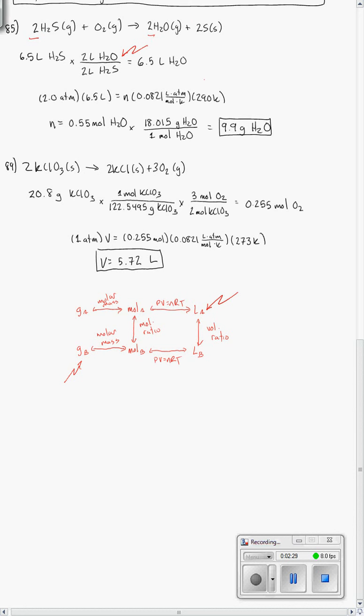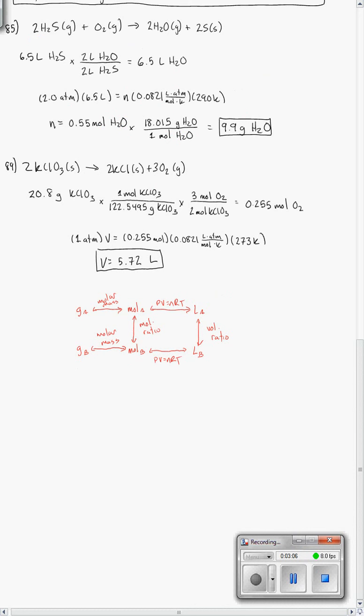From here, now we have a volume. We were given a pressure and a temperature. We can put all this information into the ideal gas law to solve for the number of moles. The ideal gas law allows us to convert between volume and moles. Doing so yields 0.55 moles of water. From here, we're at moles of water. We need grams, so we just use the molar mass of water to get grams. Multiplying by the molar mass allows us to cancel out moles of water, and it gives us 9.9 grams of H2O for our final answer.